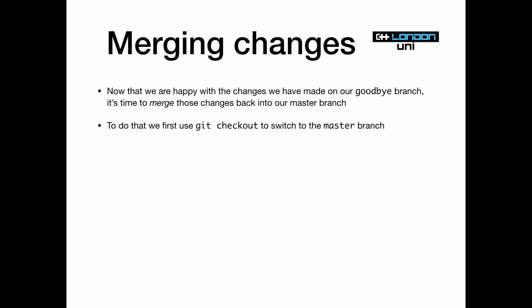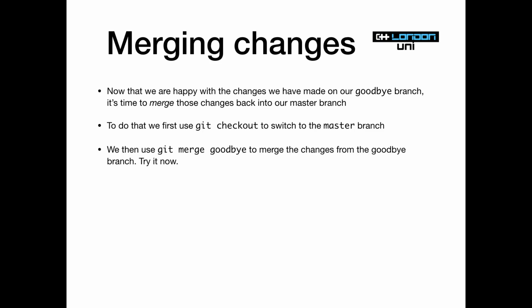So first of all, we have to switch back to the master branch, if you haven't already done that. If you changed to goodbye, just use git checkout to change back to master. And then we can say git merge goodbye, to say take all the changes from the goodbye branch and merge them back into this branch. Merge the 2 histories.